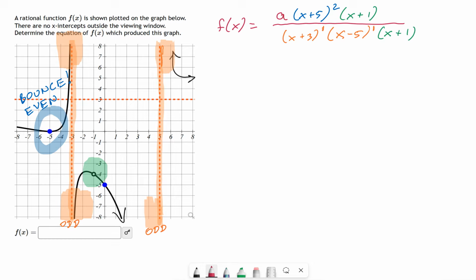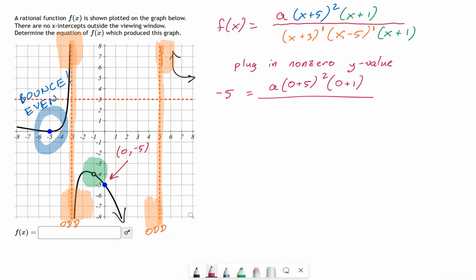The way you figure it out is you plug in a non-zero y value. And, ooh, we've got one right there. That's going to be 0, -5. So I'm going to plug that in. So I get -5 is my y value, equals a times 0 plus 5 squared, 0 plus 1 on top. On bottom, we get 0 plus 3, 0 minus 5, and 0 plus 1.